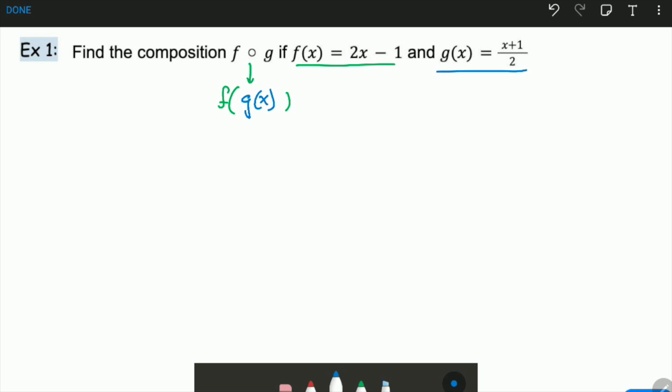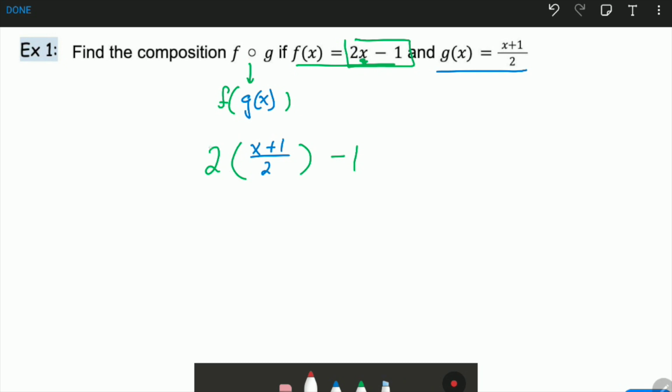When you're first setting it up, it can be a little confusing. So my recommendation is to go through the outside function and just put parentheses wherever you see an x. We have 2x minus 1, so I'm going to put 2, a set of parentheses, then minus 1. The x is now parentheses, and then we fill it in with x plus 1 over 2. So that's the setup. Once you have it set up, you just have to simplify the expression.